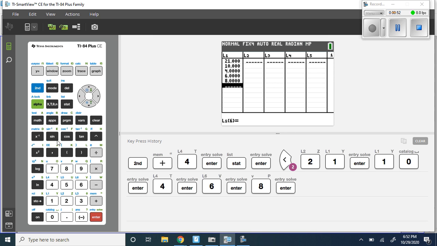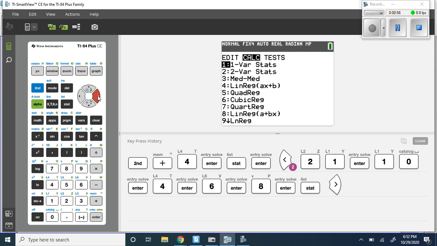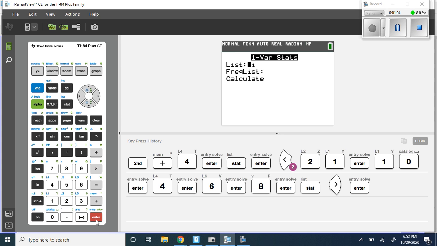Once I've got that typed in, then I'll come right here and I'll hit stat. Go arrow to the right. You want to do a one variable statistical analysis on it. So we're going to hit enter because we're already there. Our data is in L1, so we'll just come down to calculate and hit enter.